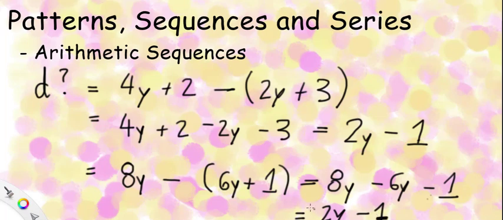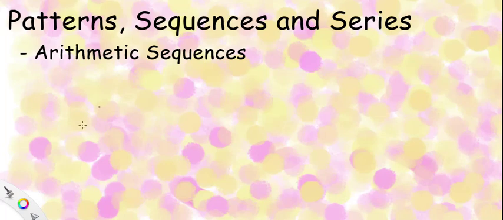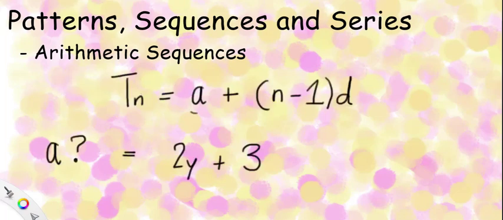And my handwriting is doing very badly. Apologies for that. Then we get 2y minus 1 and another 2y minus 1. And in the end, it seems we get then d is equal to 2y minus 1. Okay, now we've derived everything that goes into the general term of the sequence.